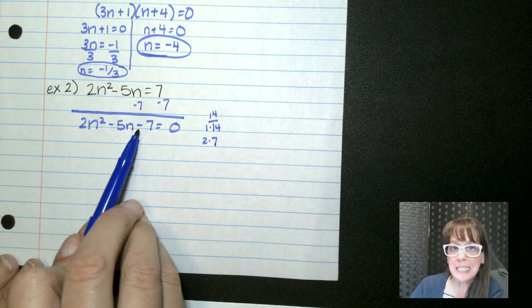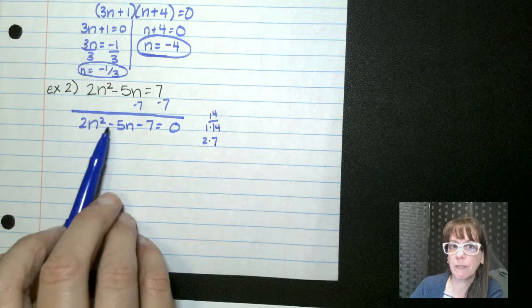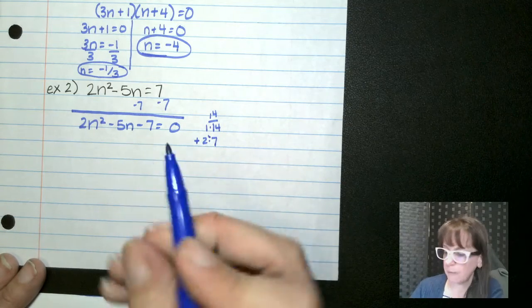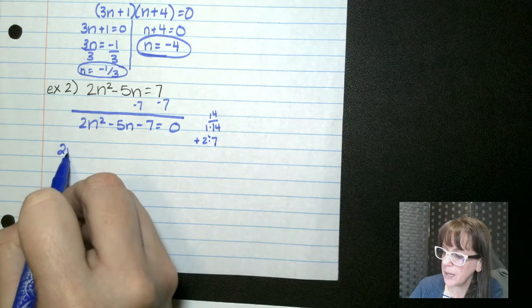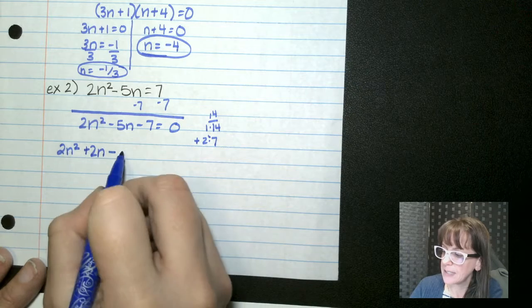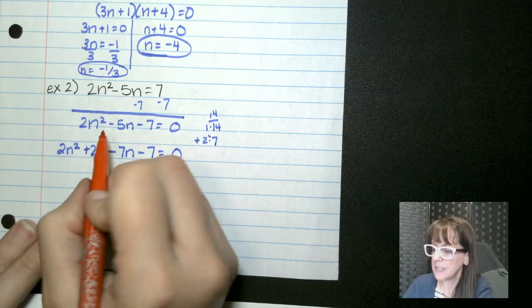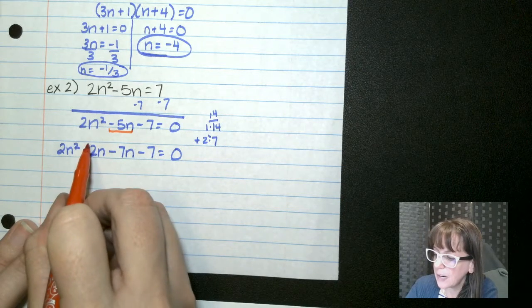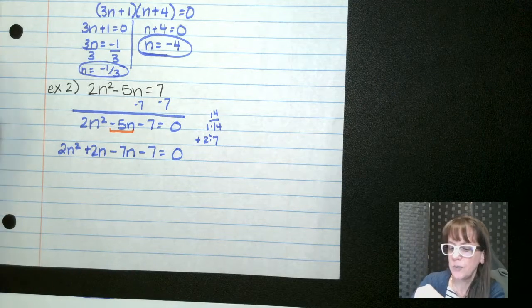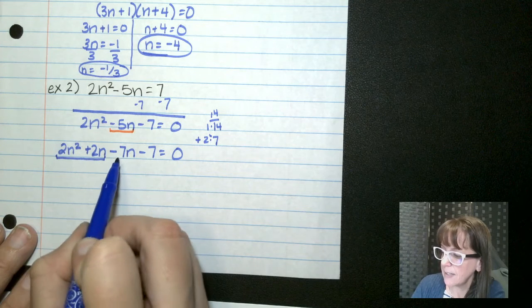This tells me different signs. So I need a positive and a negative that gives me -5. If I do positive 2 and -7, those add up to give me -5. So I have 2n squared plus 2n minus 7n minus 7 equals 0. Again, you'll see that I took this -5n and I expanded it out using positive 2n and -7n. So now that I have 4 terms, I'm ready to factor by grouping. So I'm going to group this guy and group this guy.